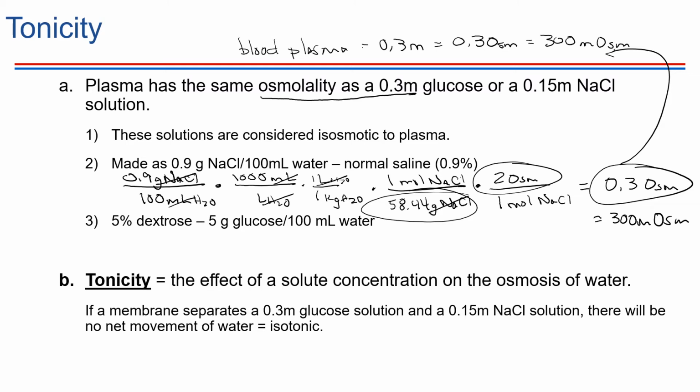When we look at tonicity, then, tonicity is the effect of that solute concentration on the osmosis of water. So we're looking at how that concentration is going to change the pull of the water. We know that if a membrane separates a 0.3 molal glucose solution and a 0.15 molal sodium chloride solution, there will be no net movement of water because they both have the same number of osmoles. So water won't change.